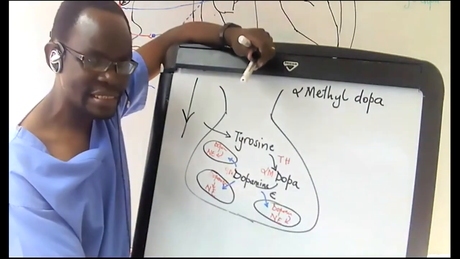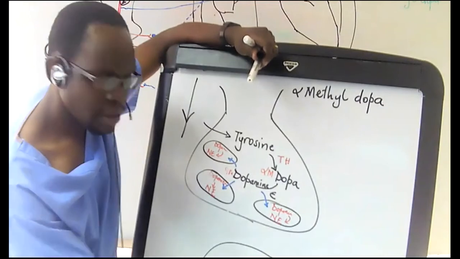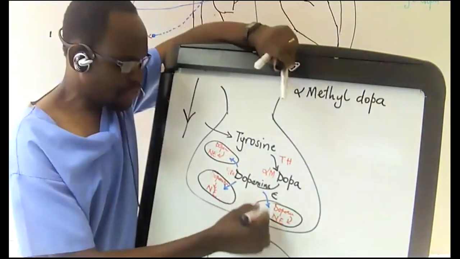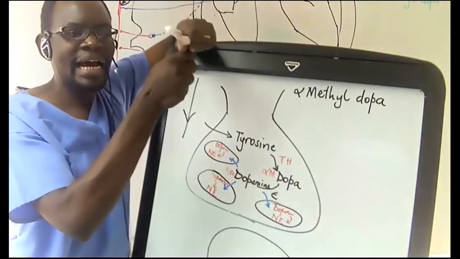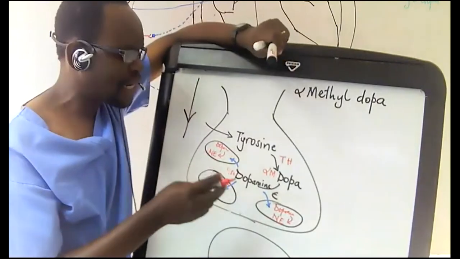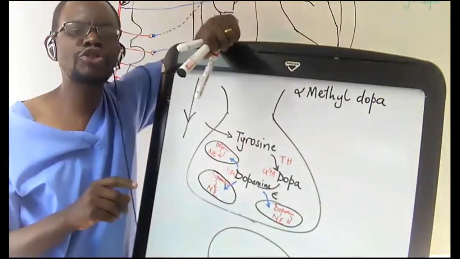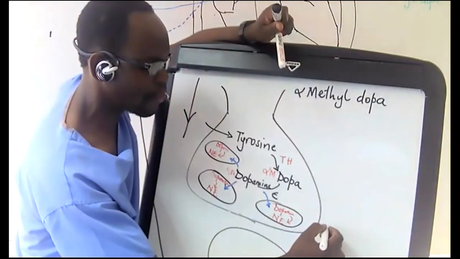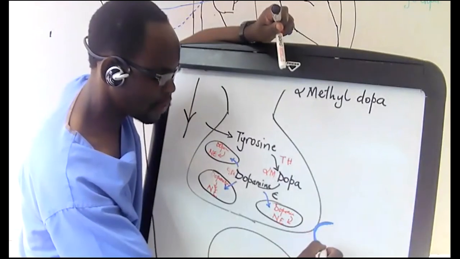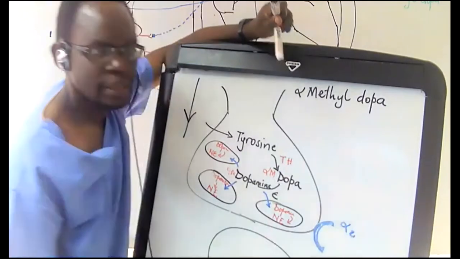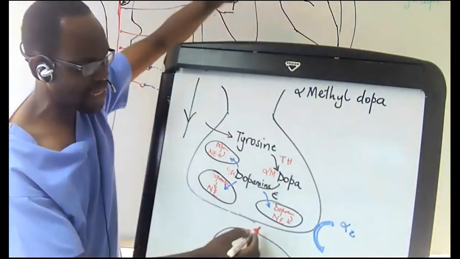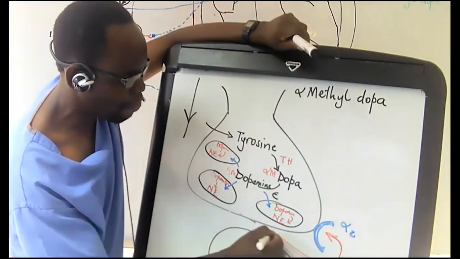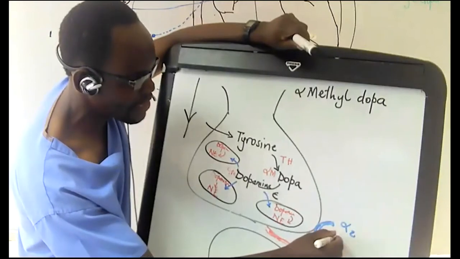So when there is an action potential and it is released, assuming we have another neuron down here, that alpha methylated norepinephrine is extremely potent. It has a high affinity for this alpha 2 receptor. Once it is released, it has a very high affinity for this alpha 2, and it is a very potent stimulator of alpha 2.